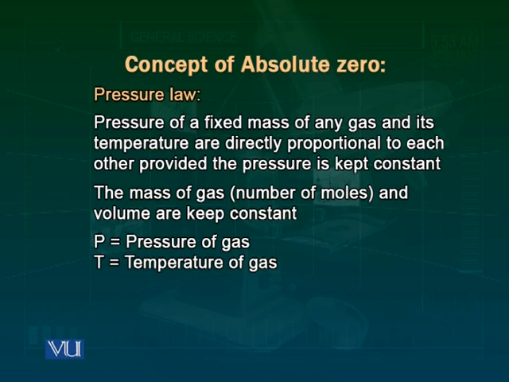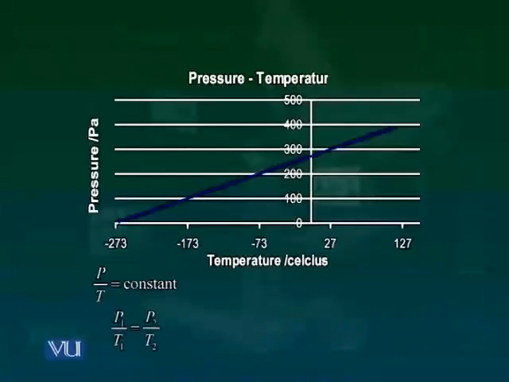It simply says that pressure for a fixed mass of any gas and its temperature are directly proportional to each other, provided the volume is kept constant. If you have a constant volume, then as you increase the temperature, the pressure has to increase. In other words, I have a container, the walls of which are solid, they cannot move. So if I increase the temperature inside the gas, the pressure within is going to increase. If I decrease the temperature, the pressure inside is going to decrease. This is known as the pressure law, and it says P by T is a constant, giving us P1 divided by T1 is equal to P2 divided by T2.